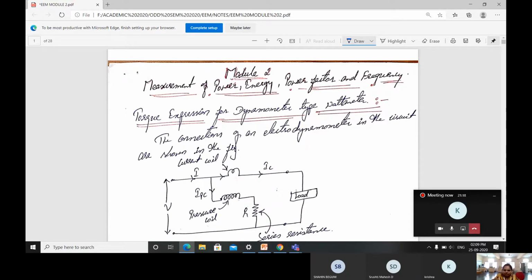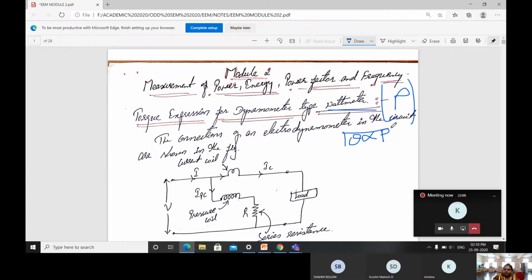The same thing here, we are going to derive how much the deflection of the needle is going to be, what angle it is going to deflect. That angle is nothing but the power, the current, the voltage. But here we are considering only the wattmeter, to measure our power. We are going to derive the expression based on the torque, how our angle theta is directly proportional to the power.